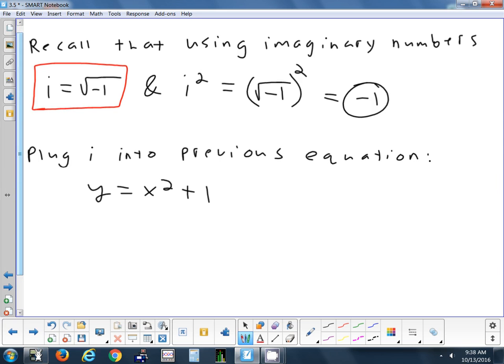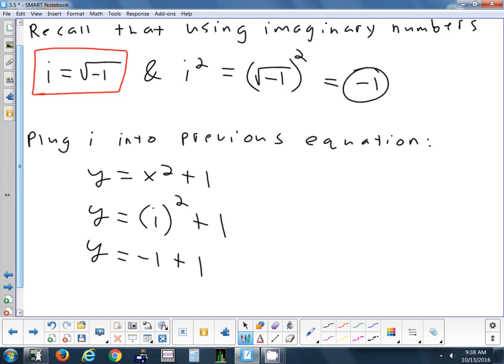So let's try plugging i into the equation we just had and watch what happens. Plug i in for x. i squared is what number? And what's negative 1 plus 1? So that proves that i is a what of this equation? It's a 0. Yes, if you plug in i, you get 0. i is a root. i is not an x-intercept. Imaginaries, you can't see them on the graph.